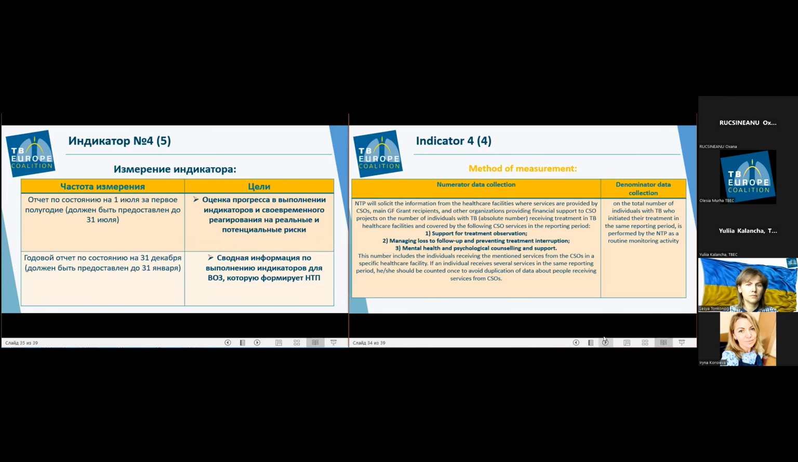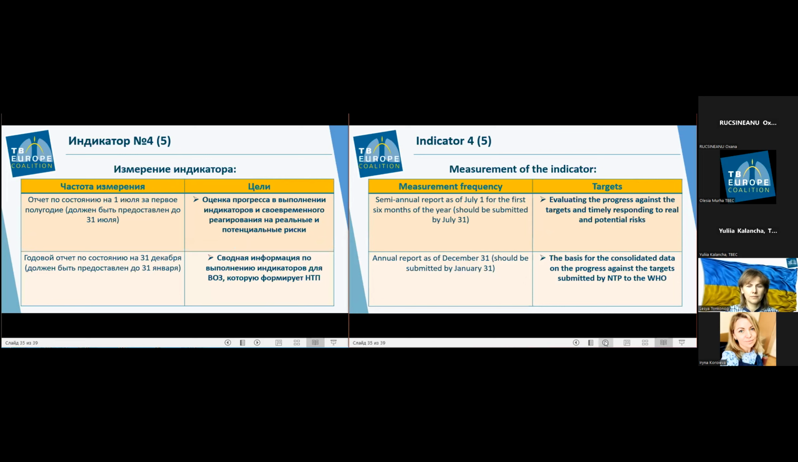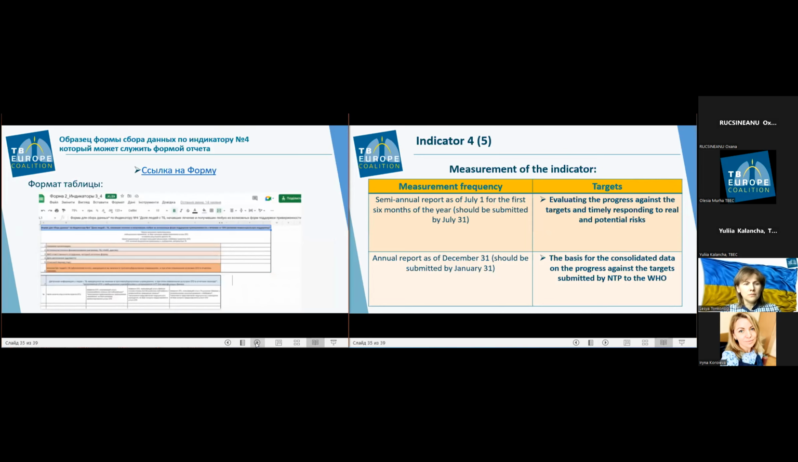Again, the same identical approach to measure frequency. We indicate that the semi-annual report shows the progress and makes it possible to timely respond to any actual or potential risks, and the annual report contains consolidated data. Next slide.